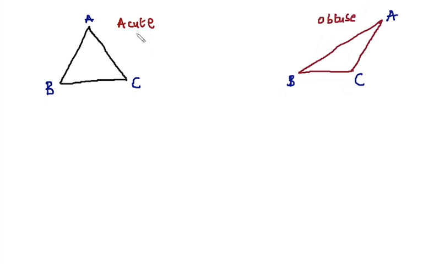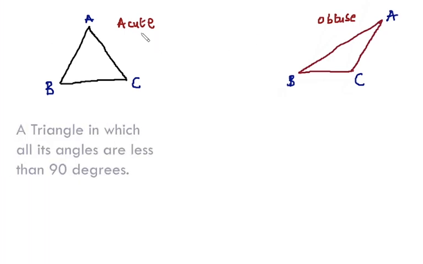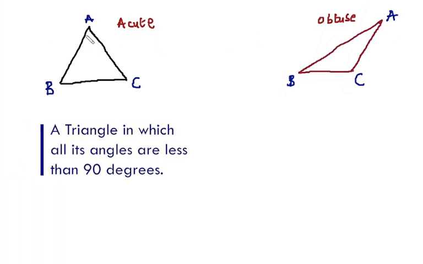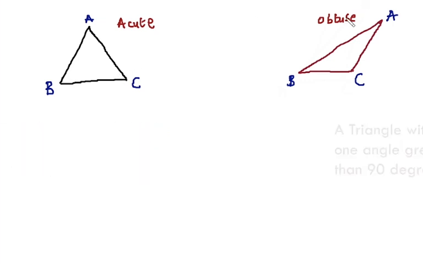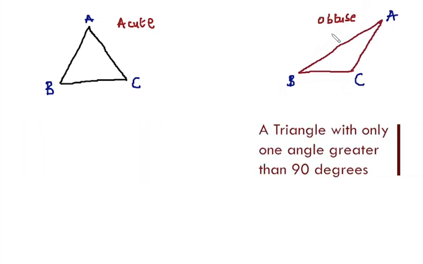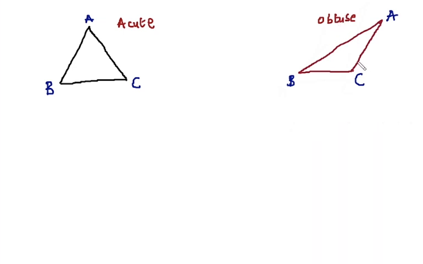In case you are not really sure what an acute triangle and an obtuse triangle mean, an acute triangle is a triangle where all its angles are less than 90 degrees, while an obtuse triangle is a triangle where one of its angles is greater than 90 degrees. In this case, the one that is assumed to be greater than 90 degrees is this one. So for this proof, we'll be dealing with the acute triangle first.